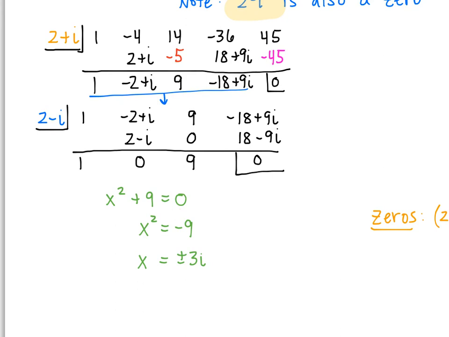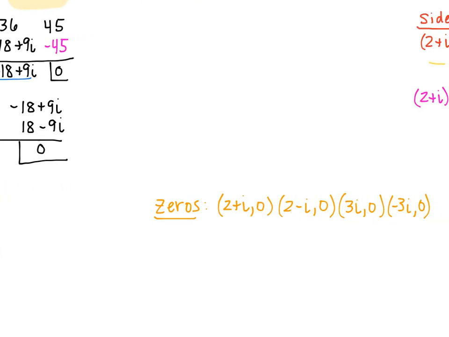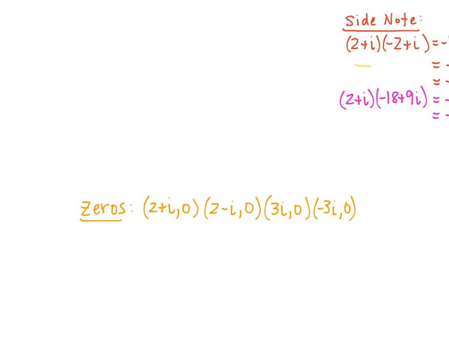I'm going to use the square root method. Notice I can't factor it because it's a sum of two squares. So we subtract the 9, we take the square root of both sides, and we better not forget plus or minus when we take the square root of both sides. The square root of negative 9 is 3i, so we get x is equal to plus or minus 3i. Now we just have to state all of the zeros, and there we have all of our zeros listed as ordered pairs, and we are good to go.